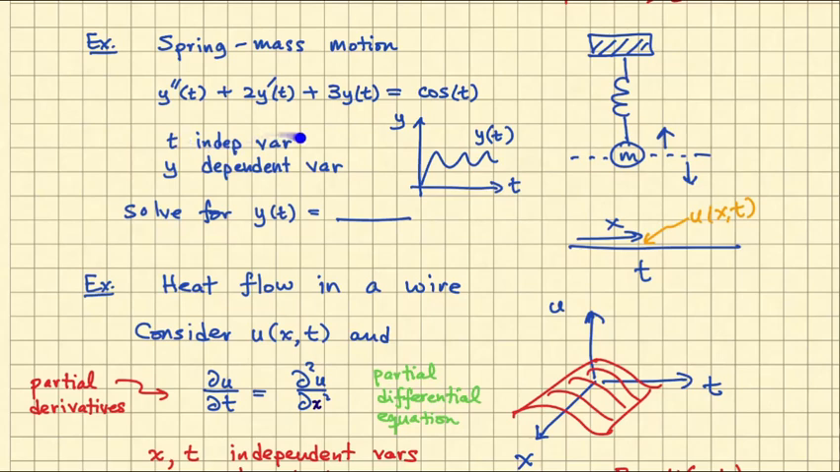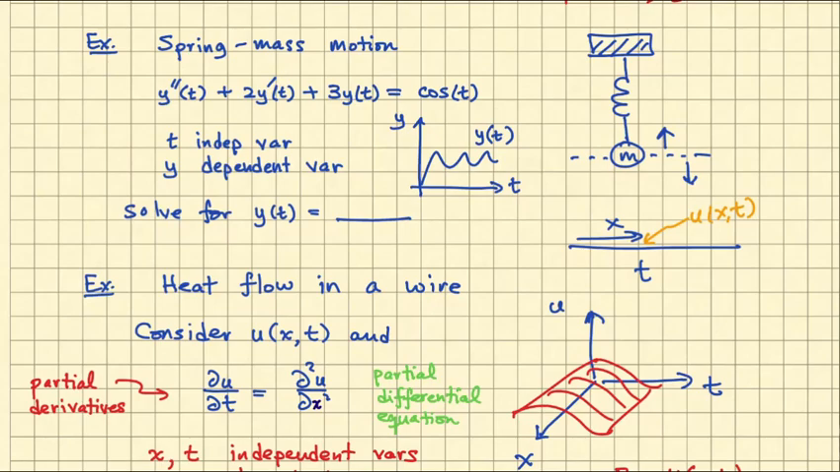Again, t is the independent variable, so if we were going to graph this, we would have t on this axis and y on this axis. And the graph we would generate would be the position of the mass at time t. Our goal would be to solve for y of t. That's not today's goal, but eventually we'll solve for y of t. And so here the unknown, the thing we're looking for, is y of t. It's a differential equation because it involves one or more of the unknown function's derivatives.